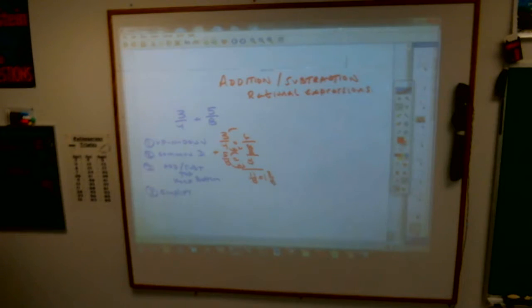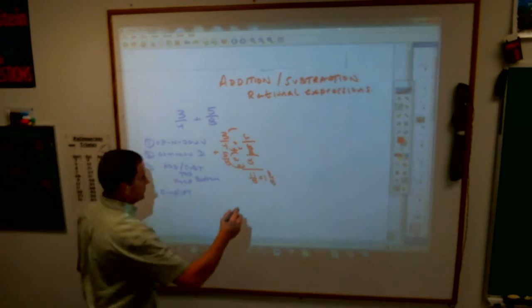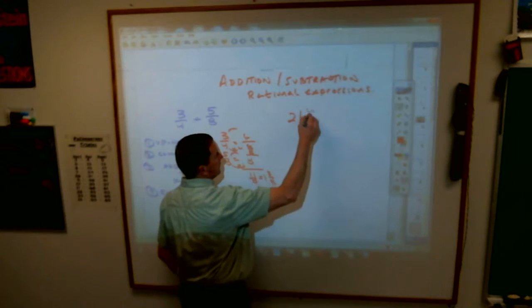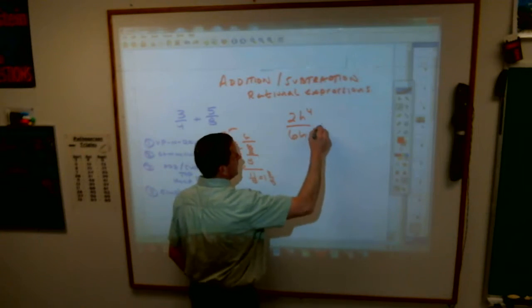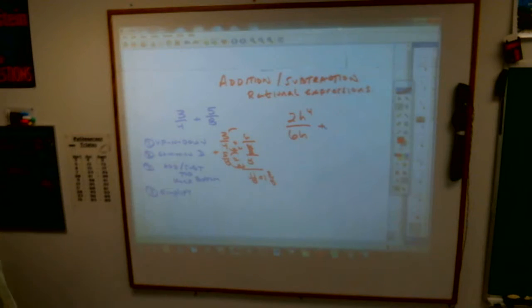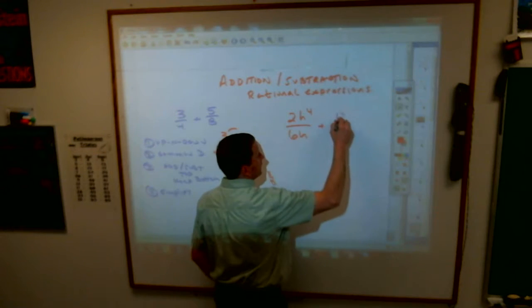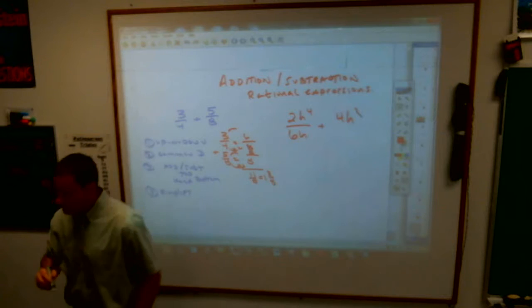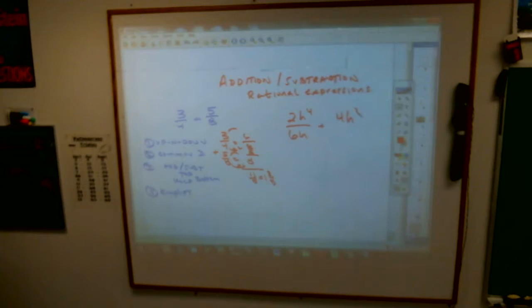Somebody asked why in the world we did that. Because life isn't always that simple. Check out this problem here. 2h to the 4th over 6h plus 4h squared over 2h squared. Wait, that doesn't make sense, does it? Is that the problem they actually gave us? Yep, that's it. We'll just write it the way it is, 2h squared.